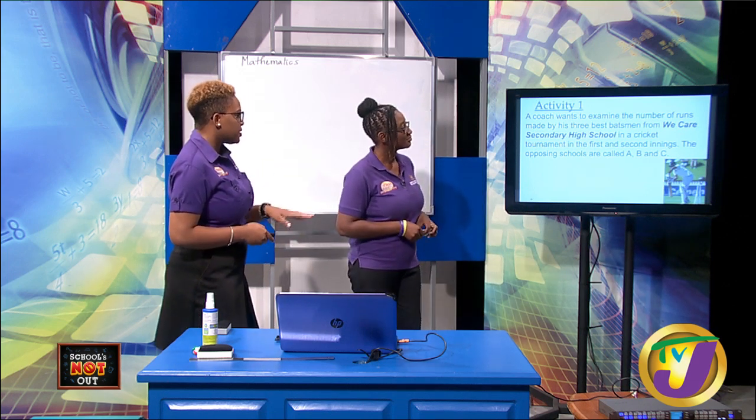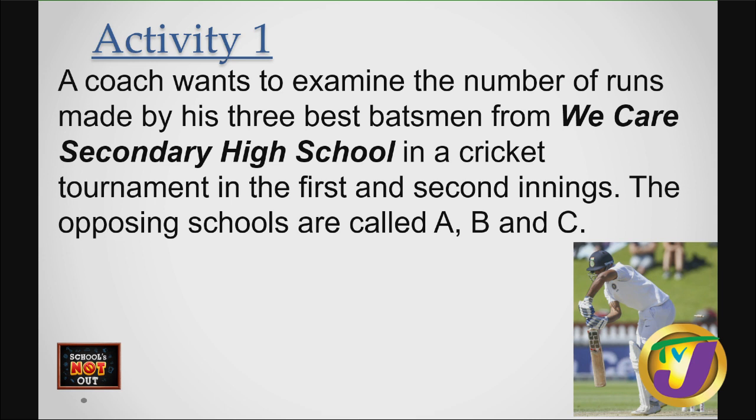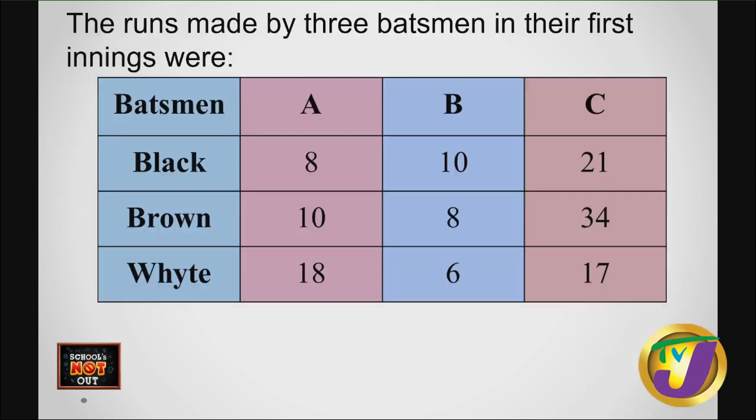Sounds like a plan. So he's the coach for Week Year Secondary High School, and they are having a cricket tournament now. For each of the games, they play 2 innings. They play a first inning against their opponents, and then they come back and play a second inning. So we are now going to look at the runs the batsmen made for 3 of the opposing schools. A, B, and C represent the opposing schools. And the 3 boys are Black, Brown, and White.